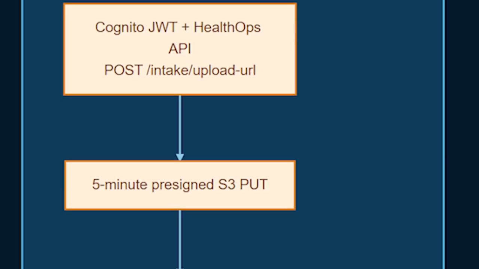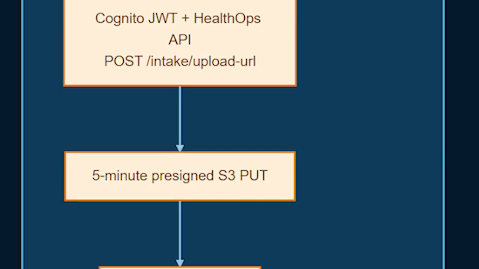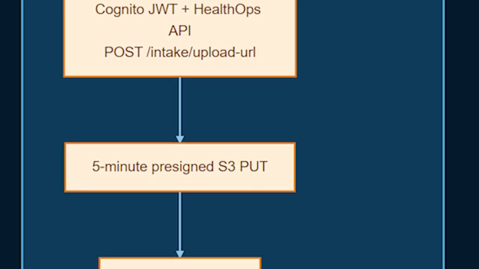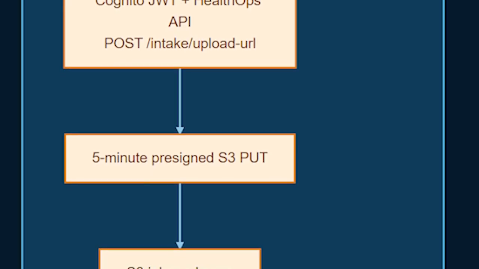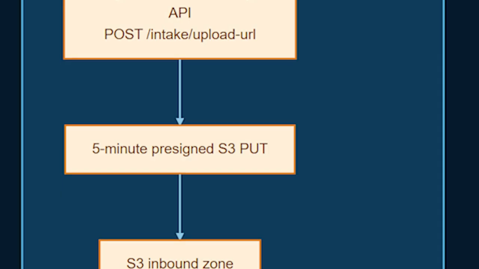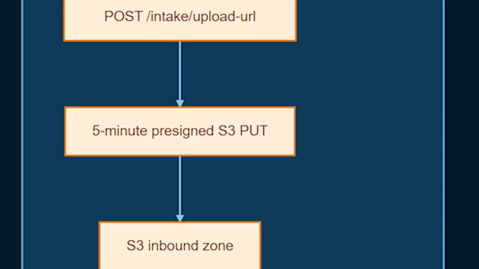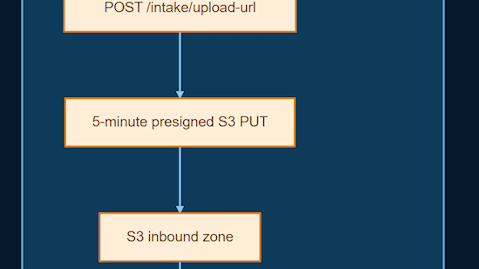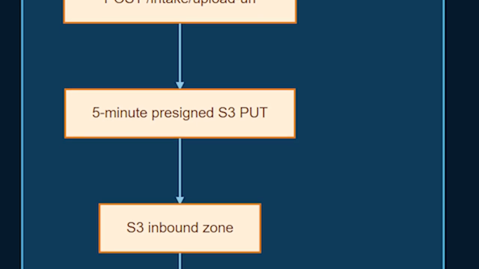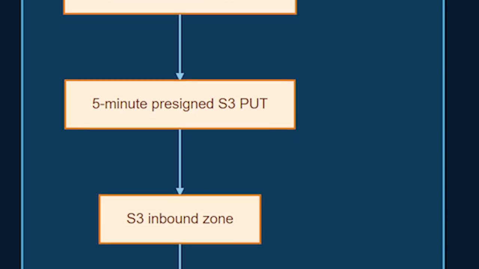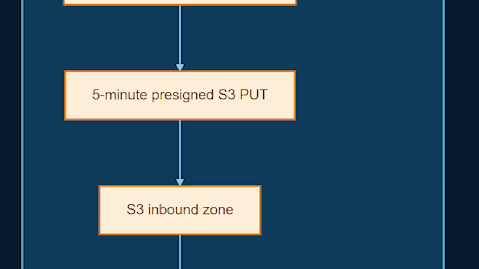Cognito authenticates the user and API gateway verifies their JWT before the platform creates a narrowly scoped upload link. 5-minute pre-signed S3 put. The intake function creates a 5-minute upload URL for one permitted object. The partner receives no AWS credential and no open bucket access.